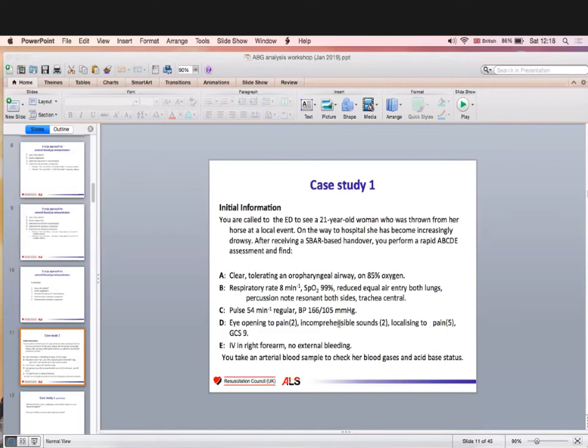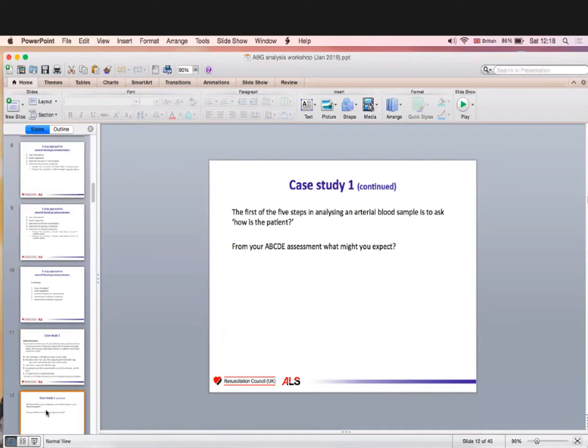Pulse rate is 54. Blood pressure is 160 by 105. She's opening eyes to pain, making incomprehensible sounds and localizing to pain, with a GCS of 9. On exposure, there's an IV cannula in the right forearm and no external bleeding. You have taken a blood gas and looked at the acid-base status.